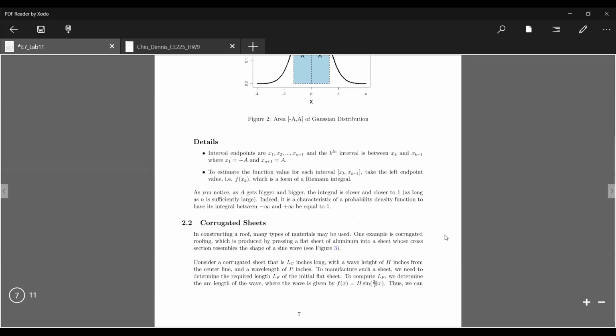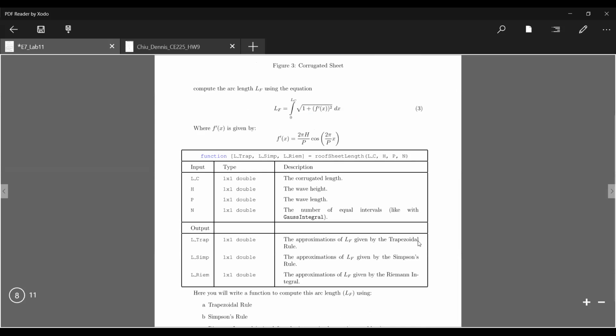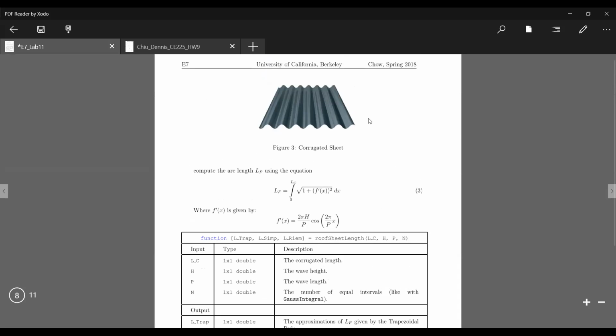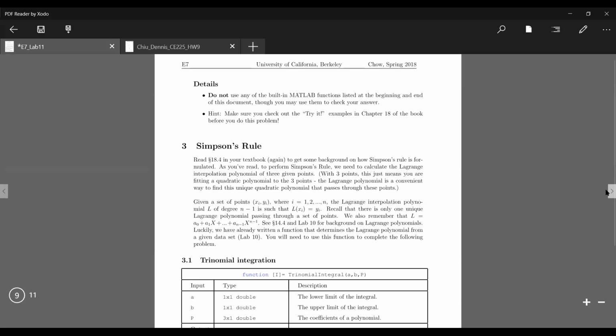Corrugated sheets. So 2.2 kind of builds on that. You're using different methods. There's the trapezoidal rule, Simpson's rule, Riemann integral. And you're comparing them to see which one is the best. So this is what you're basically integrating over. And yeah, it says here, chapter 18 has an example of how to do this process.